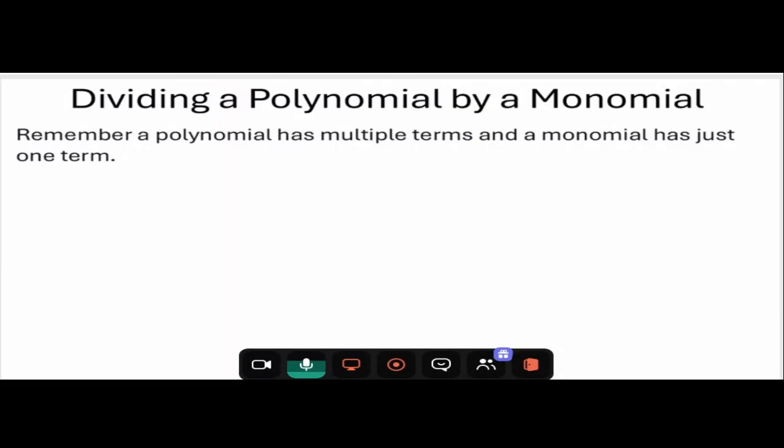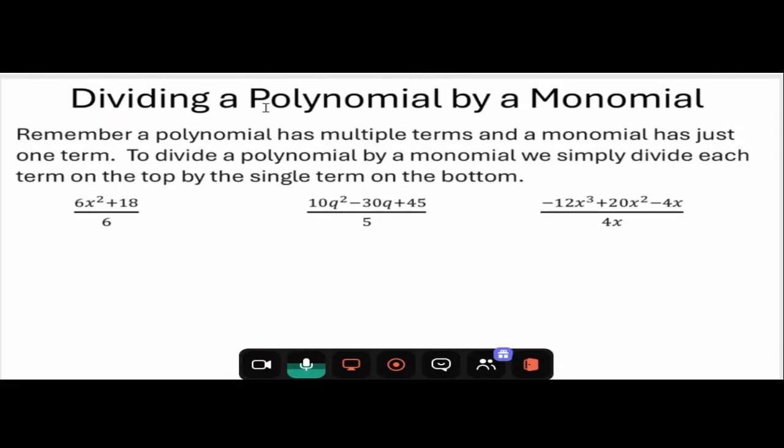So a polynomial has multiple terms and a monomial has one term. So here we want to talk about dividing a polynomial by a monomial. That means the thing on the top has more than one term, but the thing on the bottom only has one term. What if the thing on the bottom has more than one term? Well, just wait for 07 level math courses for that.